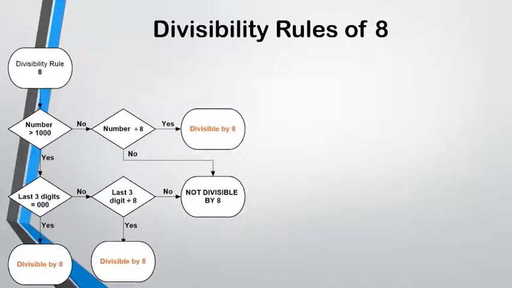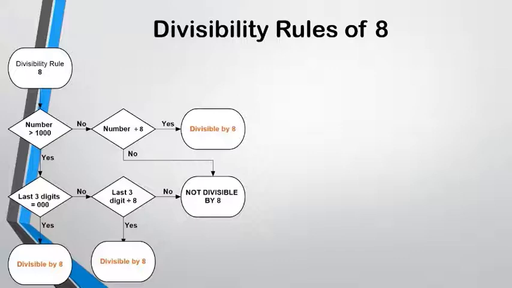The divisibility rule of 8 is that if the number is bigger than 1000, then if the last 3 digits are 000, then it is divisible by 8. But if the last 3 digits are not 000, then if the last 3 digits are divisible by 8, then that number is divisible by 8.